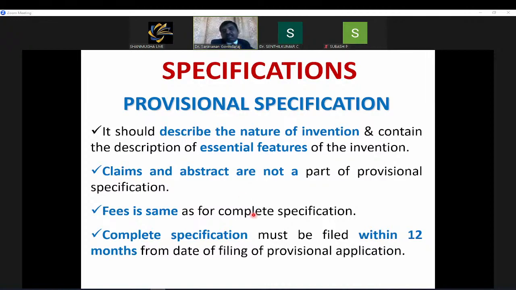The fee is similar for a provisional as well as a complete specification. Whether it is provisional or complete, the fee is similar only. But when you are filing a provisional specification, they will give only 1 year of time, 12 months only. Within 12 months, you need to submit the complete specification. If you are not submitting within 12 months, they will not consider it.